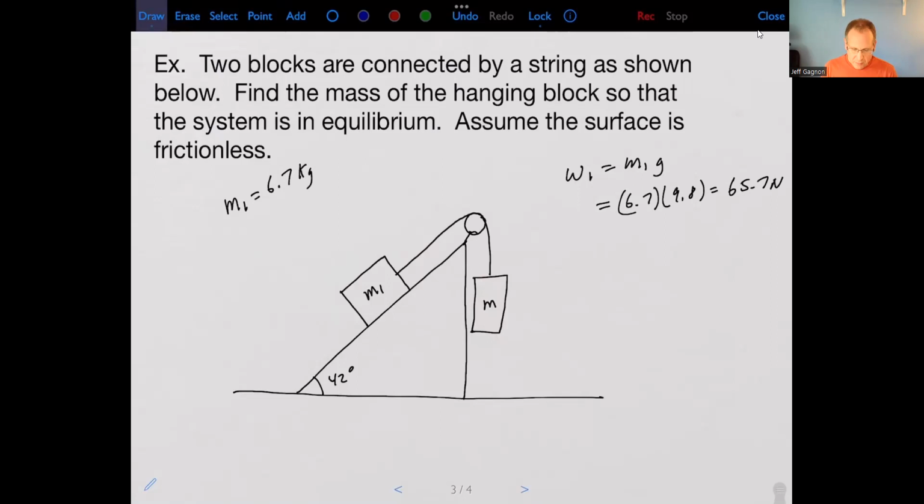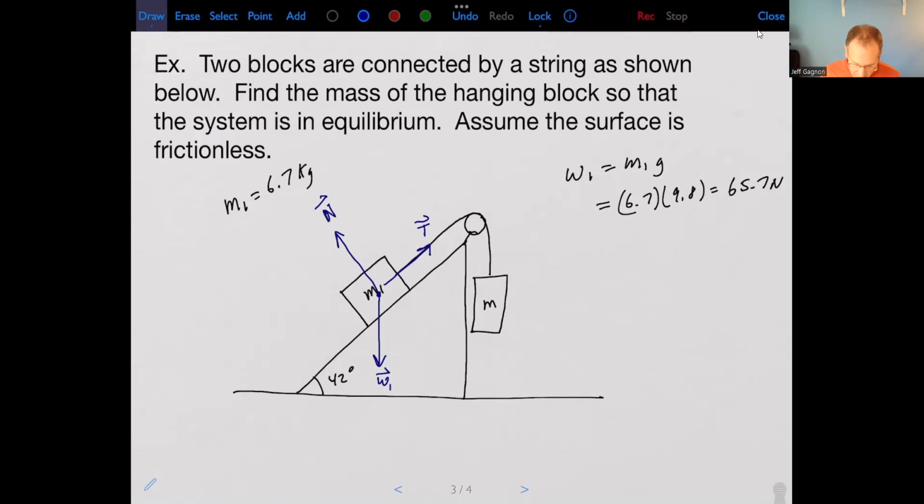And then I want to draw all the forces acting on each object. So let me start with the block that's on the ramp there. Well, there are several forces acting. We have the weight that we just calculated acting down towards the center of the earth. So that's weight one. We have the tension in the string acting along the string, so along that ramp. And then we have a normal force that the ramp exerts on the block perpendicular to the ramp. So normal force like this. So that's our normal force.